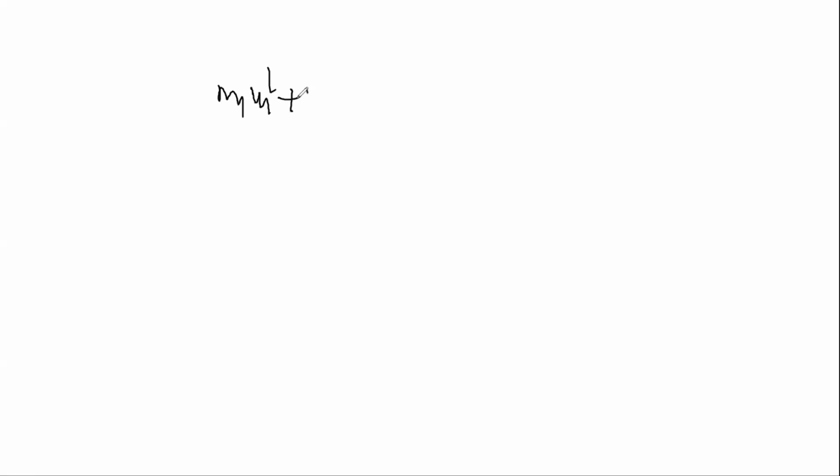m1 u1 dash plus m2 u2 dash equal to 0. Similarly, m1 v1 dash plus m2 v2 dash equal to 0. Because in the center of mass frame of reference, what do we know? The center of mass is always at rest. So m1 u1 dash plus m2 u2 dash should be equal to 0, and also m1 v1 dash plus m2 v2 dash equal to 0.